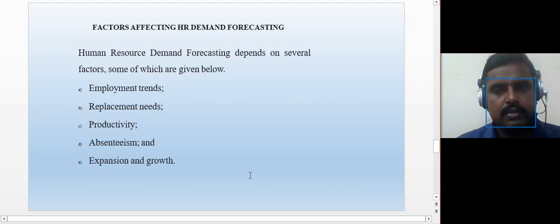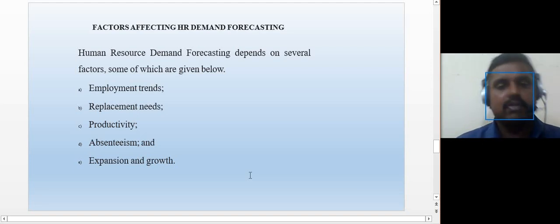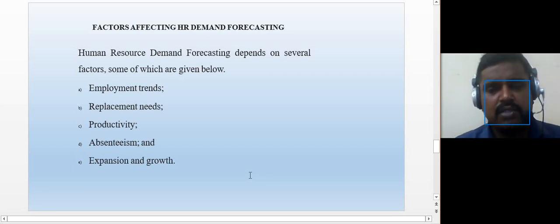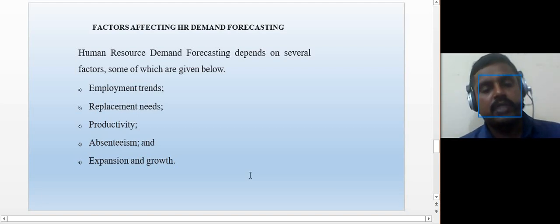And next slide, I'm going to discuss the factors affecting human resource demand forecasting. What are all the factors affecting it? Several factors are included, particularly the employment trend, the replacement needs, the productivity of the employee, labor absenteeism, and expansion and growth. Let me see them one by one.